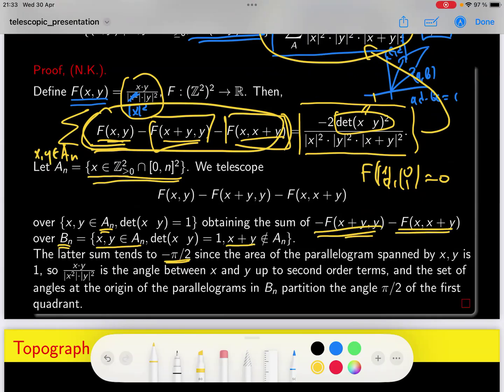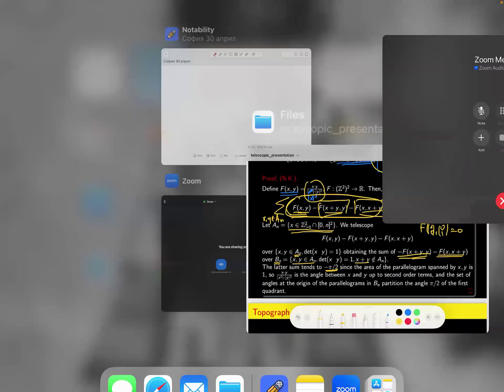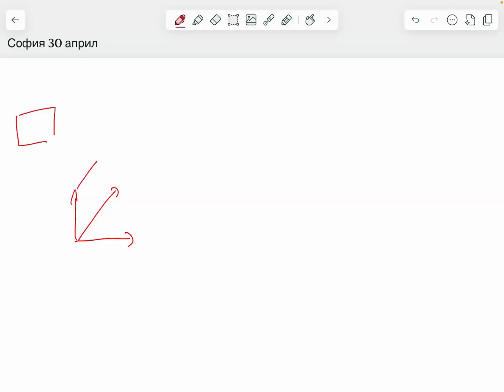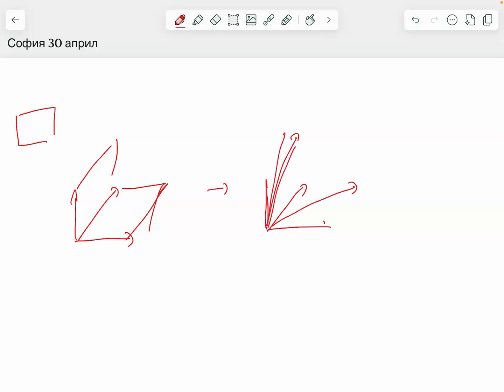Now let me draw the picture, why it's true. So what is the procedure? The procedure was as follows. I started with two vectors like that. Then I added one more vector. And now instead of one parallelogram like that, I have two parallelograms. Then again, for each of them, I cancel this parallelogram and instead add two more parallelograms here and here. So basically, on every step, I kill this parallelogram, and instead I add one vector here, the diagonal, and now I have two parallelograms.